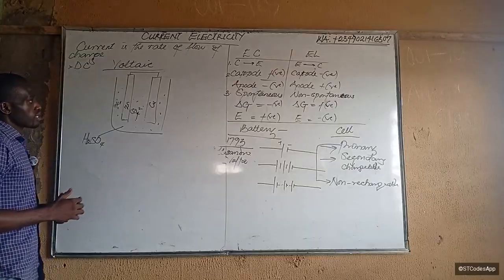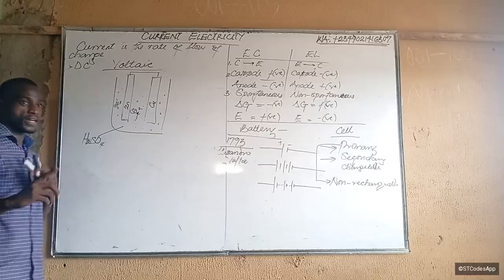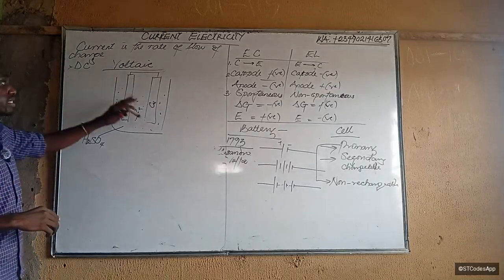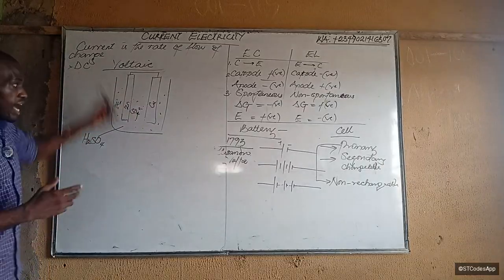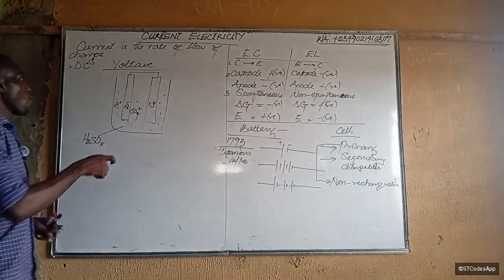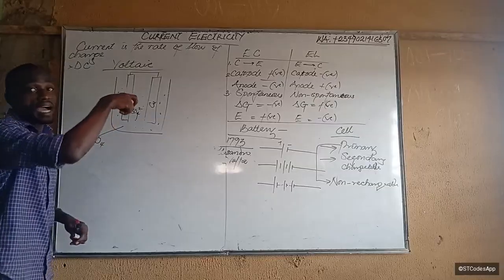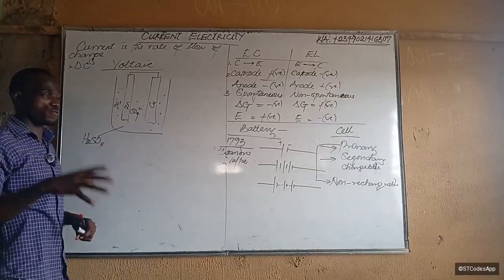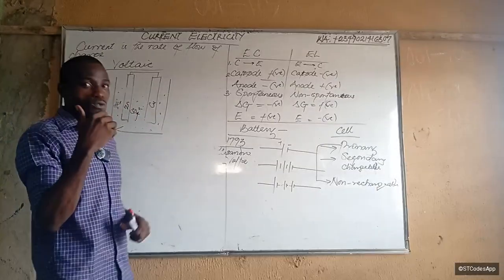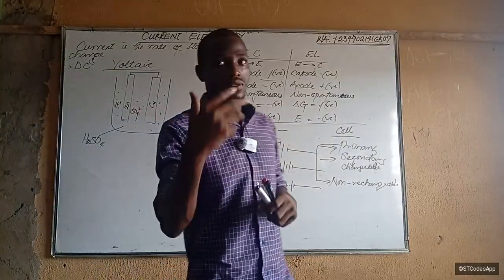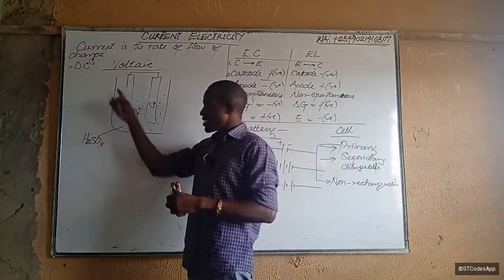Now, what are the nitty-gritty to this? What is the thing that happens here? How is electricity being generated? You see, once we immerse this guy inside the solution of H2SO4, something called electrode potential is developed. There is a potential that is developed here.